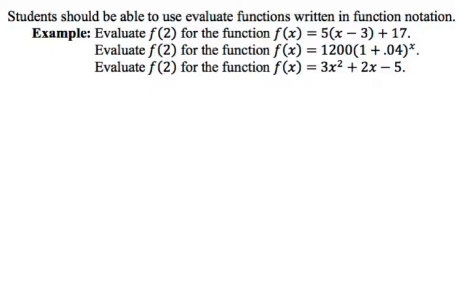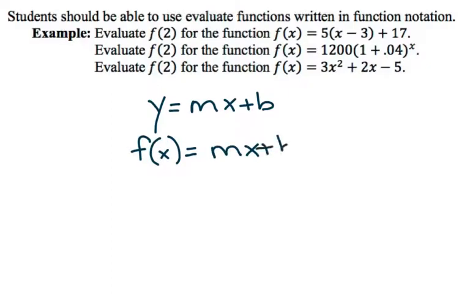Today, we want to work on evaluating functions that are written in function notation. Before we begin, I want you guys to understand what function notation is. All right, so I'm going to use the generic slope-intercept form, y equals mx plus b. The only difference between this form and function notation is instead of y, we have f of x, okay? So what this means is, what is y when x is some number? So this whole thing is y. What is y when x is some number?